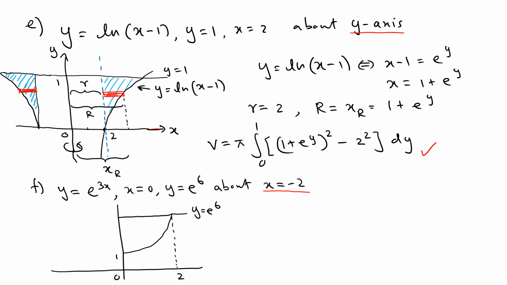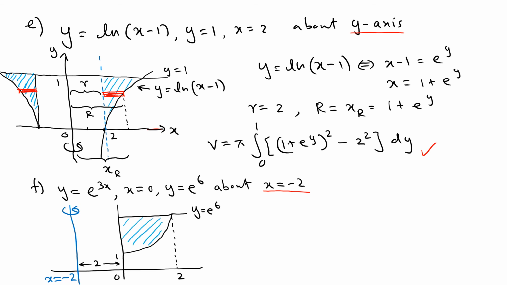This is e to the 3x, so this has to be 2. And we can rotate this about the line x equals negative 2. So that's the line, and that means this distance is 2. Okay, so that's the region, and it's going to jump to the other side when you rotate it.